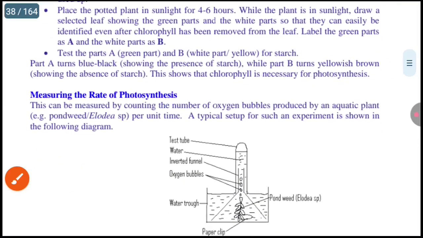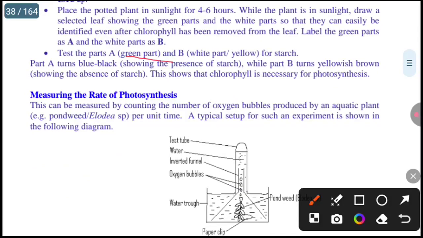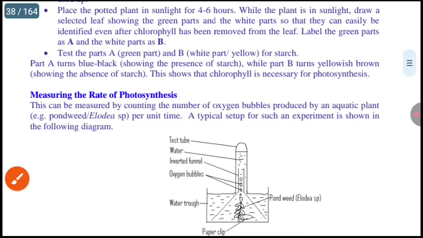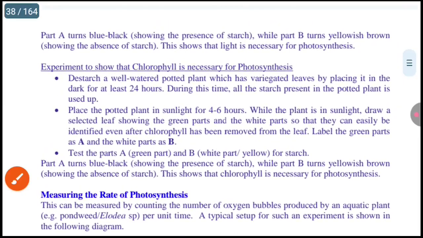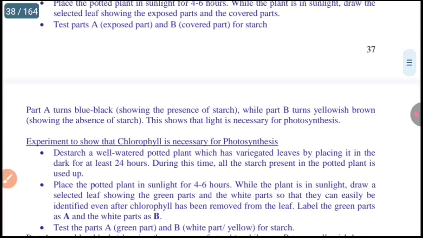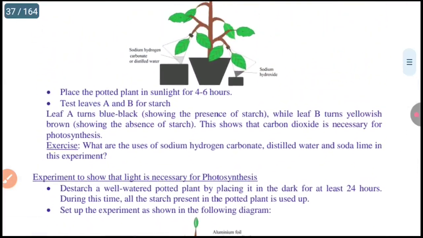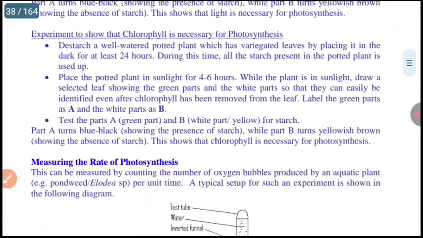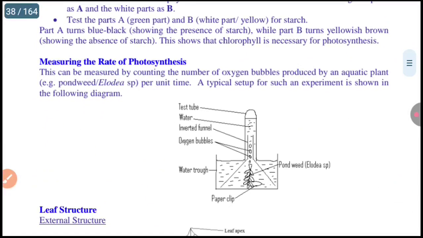Okay, test parts A, which is the green part, and B, which is the white part, for starch. You will see that part A turns blue-black, showing the presence of starch, while part B turns yellowish-brown, showing the absence of starch. This shows that chlorophyll is necessary for photosynthesis. So these are experiments to show why chlorophyll, carbon dioxide, and light are necessary for this process called photosynthesis.